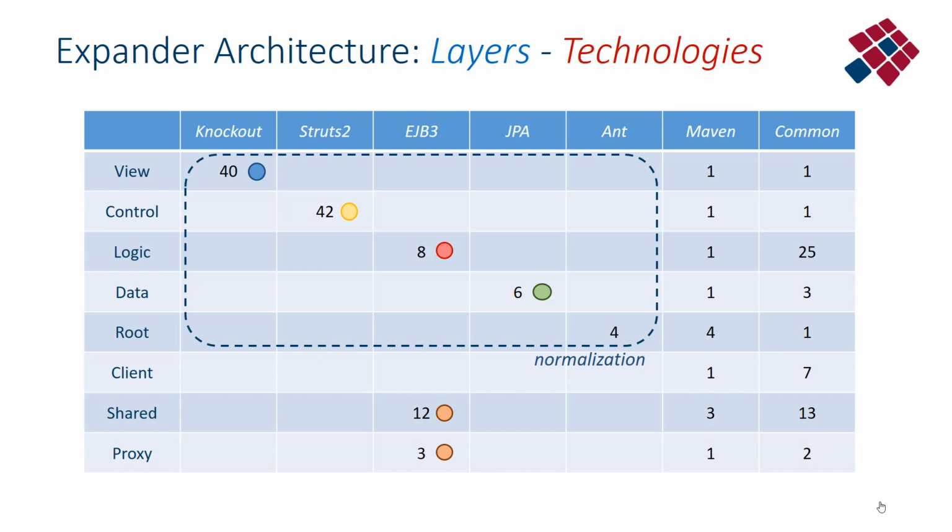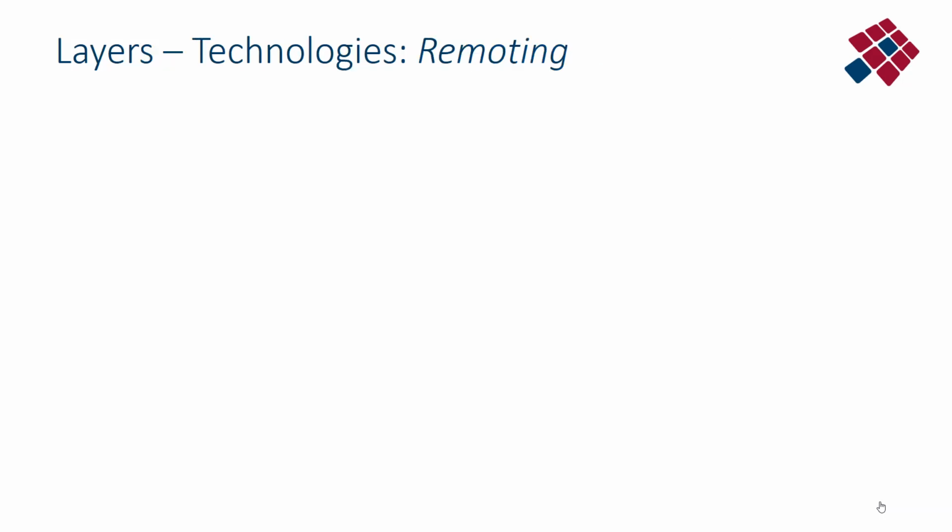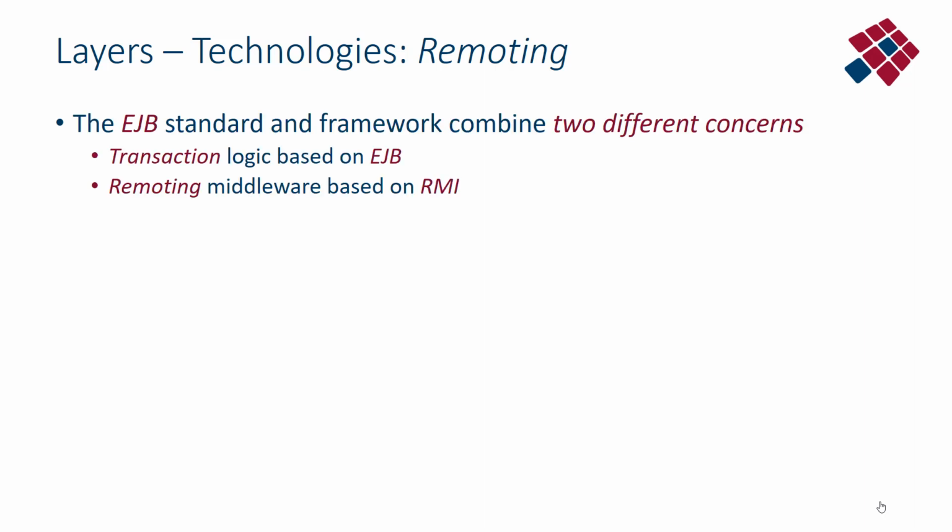Of course, we see some entries outside the diagonal as well. We see, for instance, here a couple of entries in the proxy layer based on the remoting technology. The remoting technology, which is actually the EJB technology. Now, the EJB standard and the EJB frameworks or providers combine two different concerns. On the one hand, they take care of the transaction concern, the transactional logic, which is based on the Enterprise Java Beans standard.